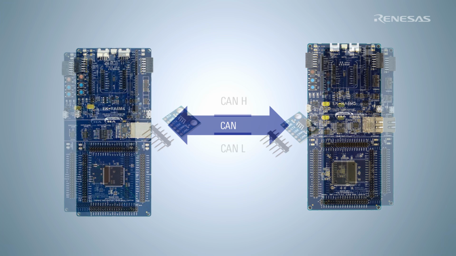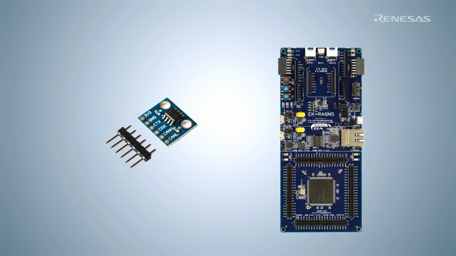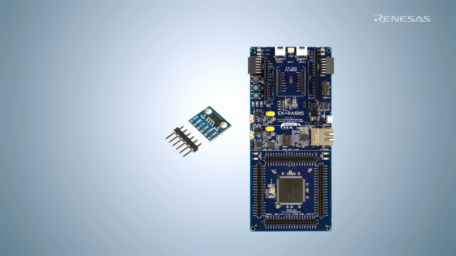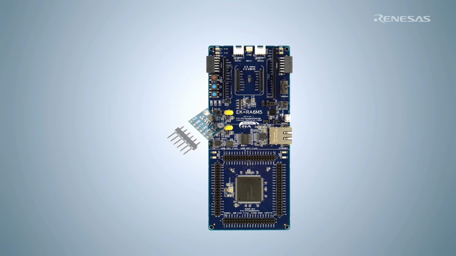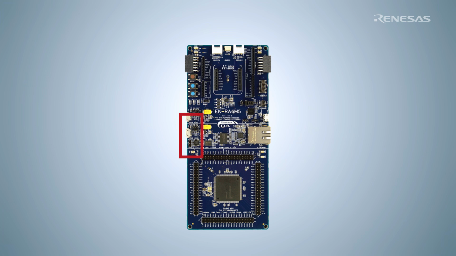We saw that the RA6M4 requires an external transceiver to connect to the CAN bus. The same configuration applies to the RA6M5 as well. However, the EK-RA6M5 includes an integrated CAN transceiver, allowing it to connect directly to the CAN bus via the CAN H and CAN L lines.